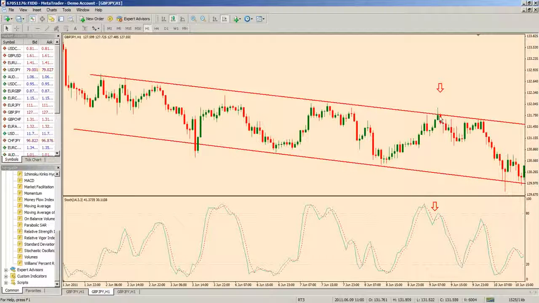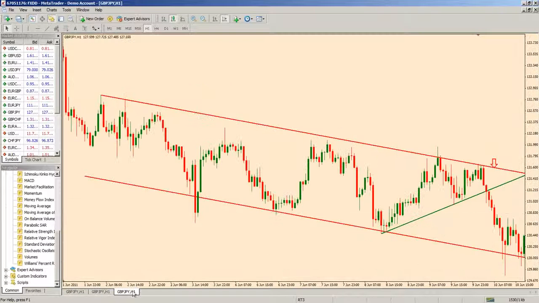Now, this warning here is this. It's not a great shooting star, but it's sort of a smaller lower body, longer upper wick, not the best one. However, this occurs right at resistance, right at downtrend resistance. And then we've got the oscillator move down, cross below overbought, and once that happens, you look for a trigger to get in.